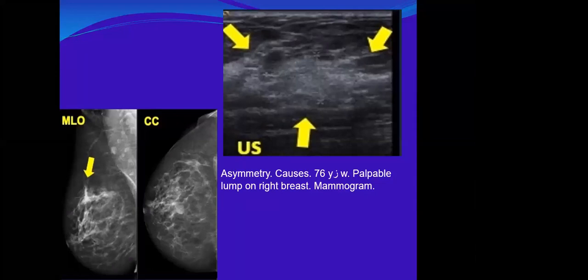And what about this? This is an old lady. She has asymmetry seen on MLO, not seen on CC view. It persists on spot compression. This is the ultrasound. So, what is next? What should be the next? Biopsy. Why biopsy? Excellent. Why biopsy?